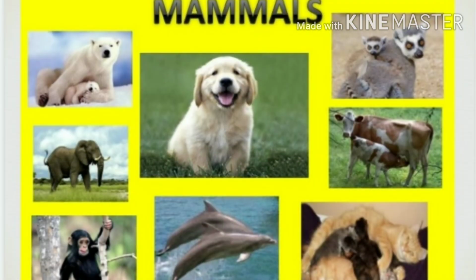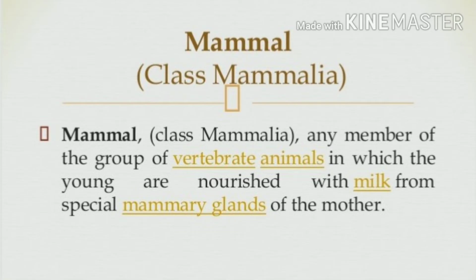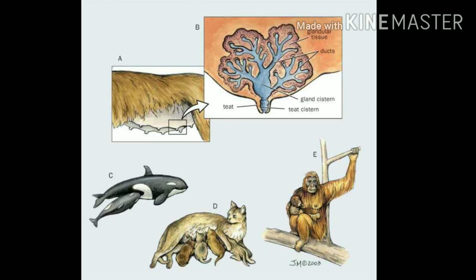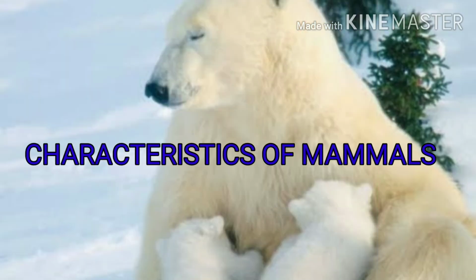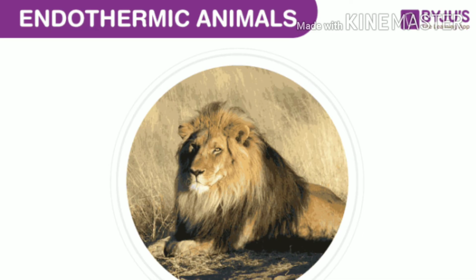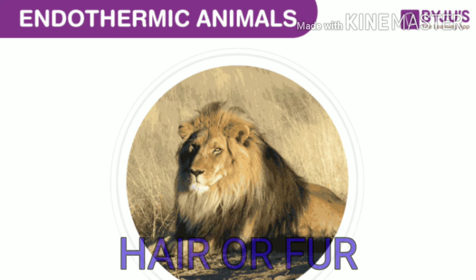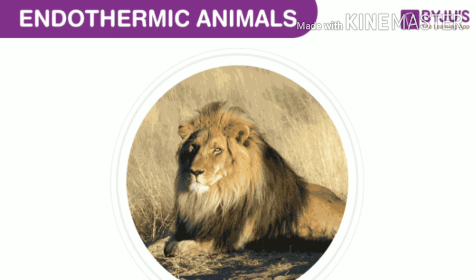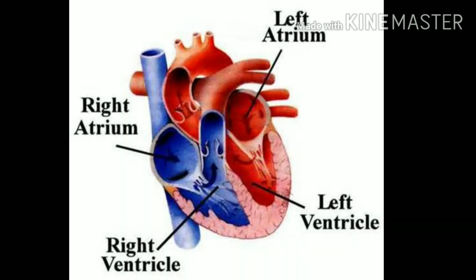Let's talk about the class Mammalia, or the mammals. A mammal is any member of the group of vertebrate animals in which the young are nourished with milk from special mammary glands of the mother. These are the characteristics of mammals. Endothermic body temperature, meaning they are warm-blooded. Skin covered in hair or fur. In whales and humans, the hair is reduced to small patches.